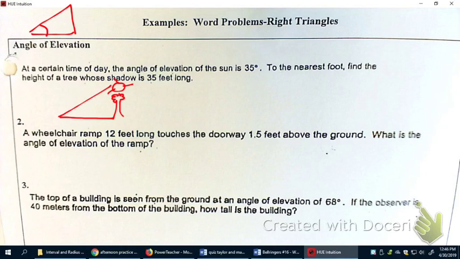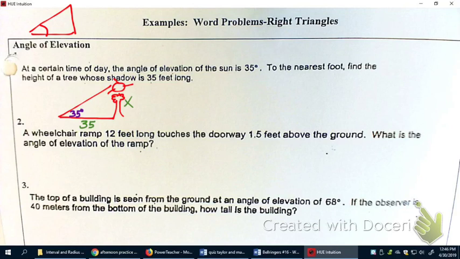So where's the 35 degrees? The angle down here at the bottom. And then it says the shadow is 35 feet long. When you talk about the shadow, shadows are always on the ground. If you go outside and you look at your shadow, it's always on the ground, right? Okay, so your 35 for the shadow is down here. And what is it asking you to find? The height of the tree. So it's asking you for the up and down part, so it's asking you for this.